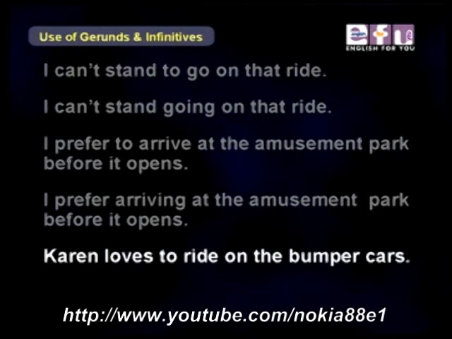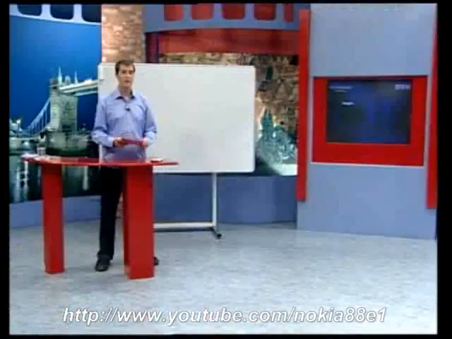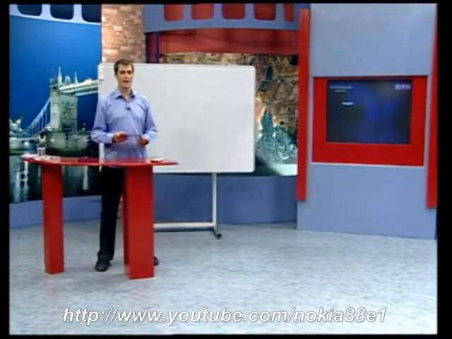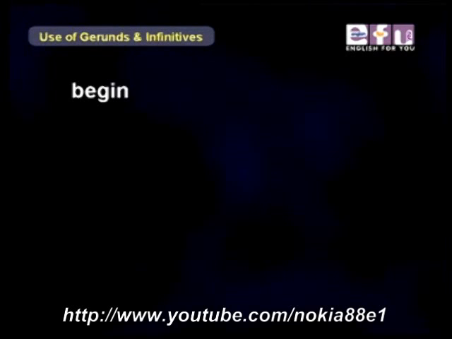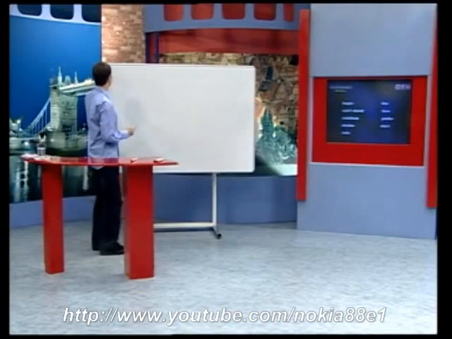Karen loves to ride on the bumper cars. Karen loves riding on the bumper cars. A gerund or an infinitive can follow some verbs with little or no difference in the meaning. Some examples of these verbs are begin, like, can't stand, love, continue, prefer, dislike, start, and hate. So let's put this on the board.